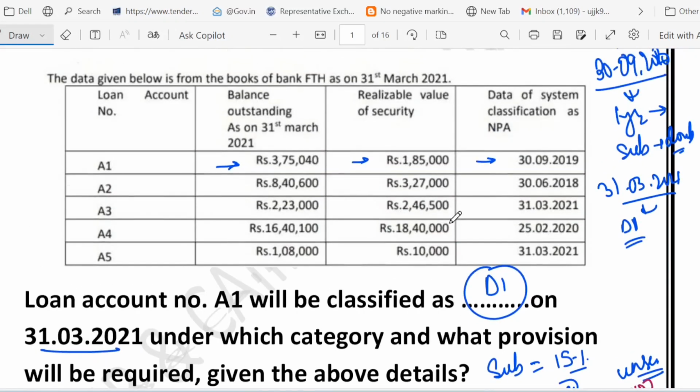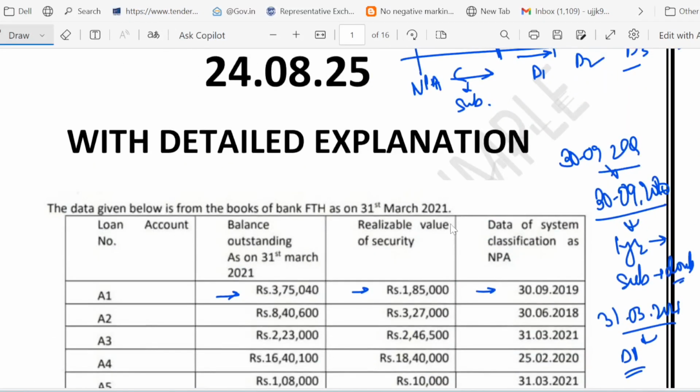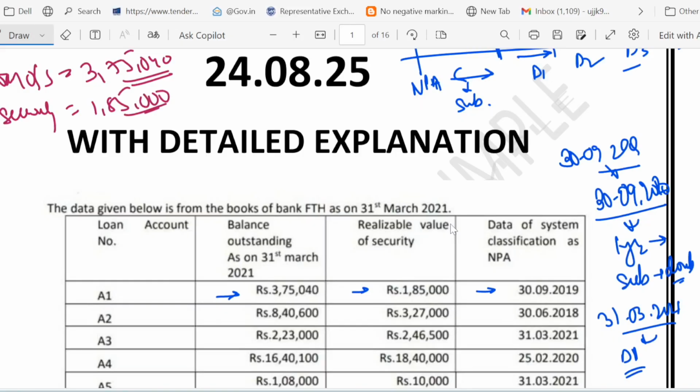Now you can see in the A1 account how much the loan outstanding is. Here I am writing. So loan outstanding is 3,75,040, and how much security is available? Security available is 1,85,000. So this means the secured portion is 1,85,000. How much is the unsecured portion? Very simple. 3,75,040 minus 1,85,000. So this will give us 1,90,040.